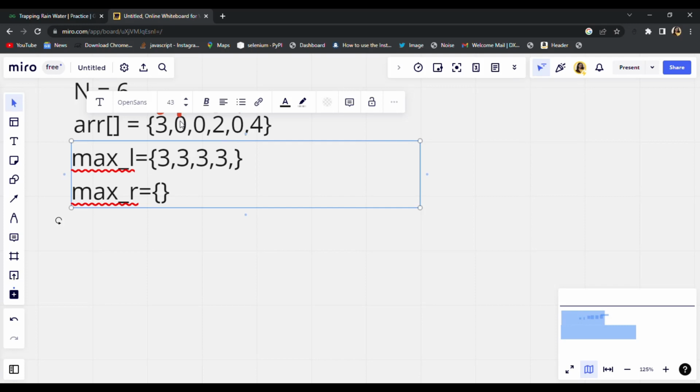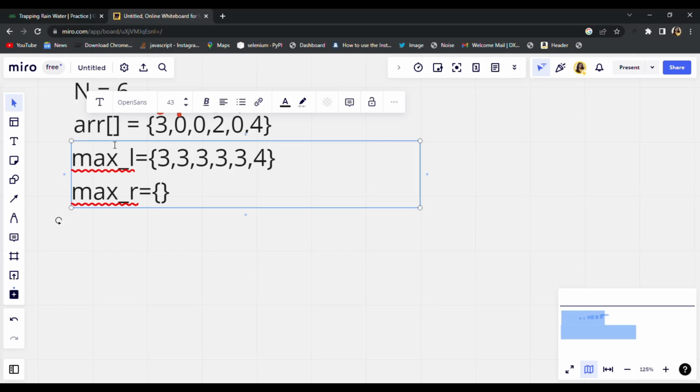So again, for the fourth index, we are going to compare whether the maximum height which we got till now, which is 3, is maximum, or the present height, which is 0, is maximum. Obviously 3 is maximum over here. Now for the last index, that is the fifth index, again we are going to compare. The maximum height which we got till the fourth index is 3. So is 3 maximum or 4 maximum? Obviously 4 is maximum. So for the fifth index, the maximum height is 4.